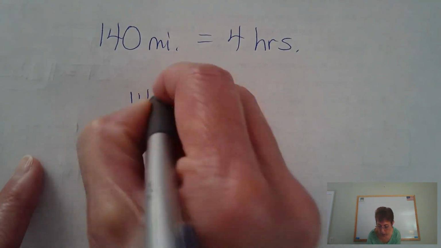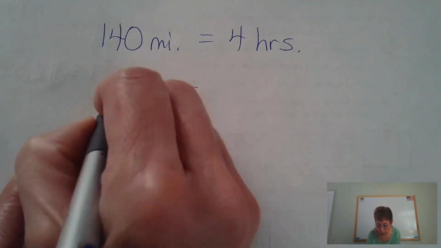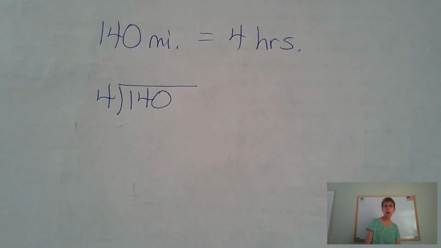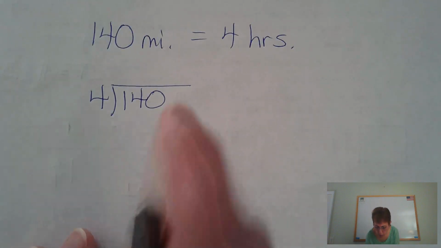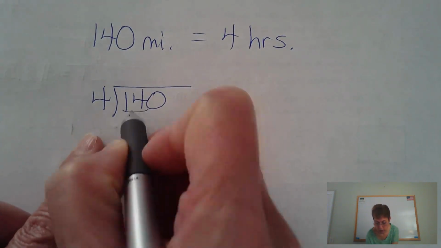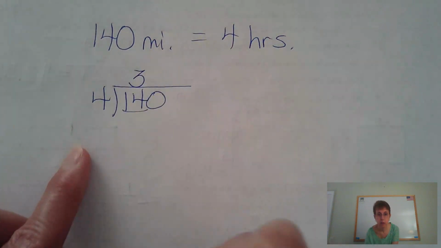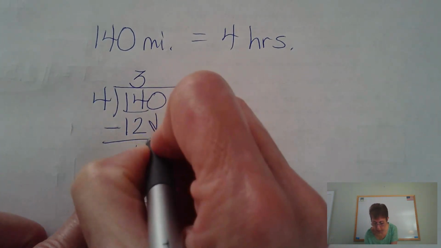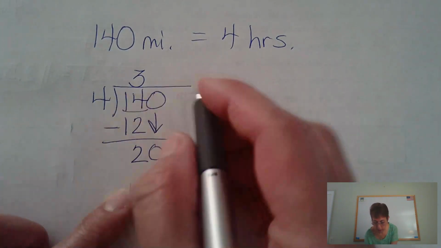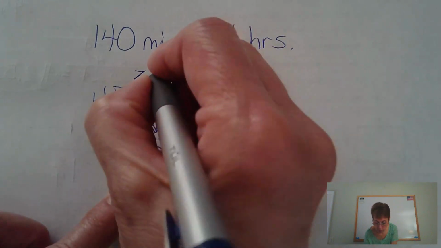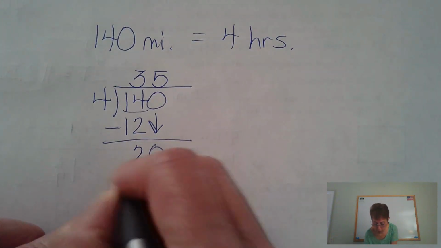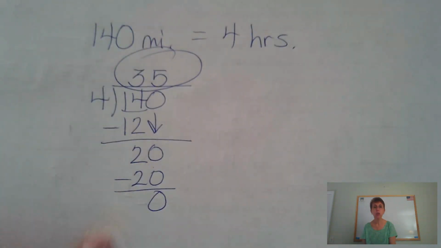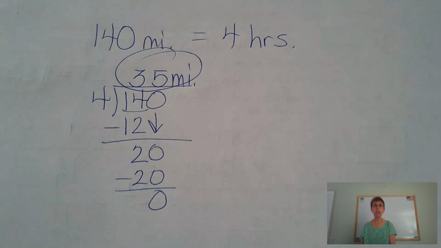So then we need to divide 140 divided by 4, because you sort of work back so that you can figure out, well, if he did all of this in 4 hours, then what did he do in just 1 hour? So we have 140 divided by 4, and we're going to say 14 divided by 4 is 3. 3 times 4 is 12. 14 minus 12 is 2. Bring down the next digit, which is a 0. And 20 divided by 4 is 5. 5 times 4 equals 20. So he went 35 miles each hour.